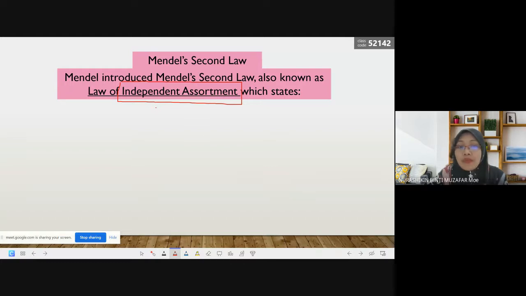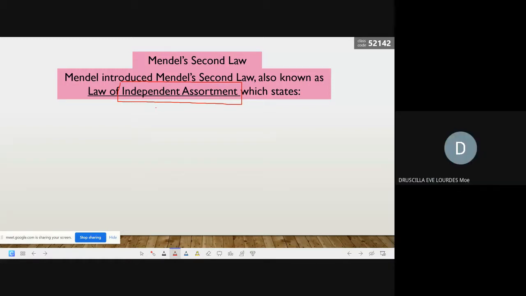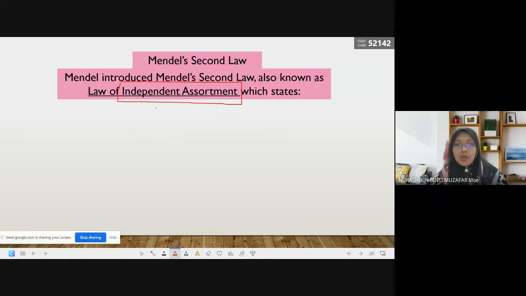Law of? Do you still remember? Law of what? Law of segregation. Yes, thank you. Law of segregation means that we separate the alleles to take out one in one gamete, right? But for Mendel's second law, we call it the law of independent assortment. What is the meaning of independent assortment?